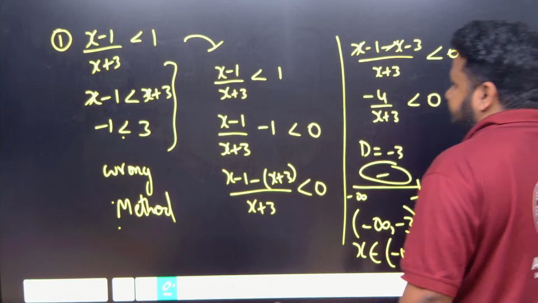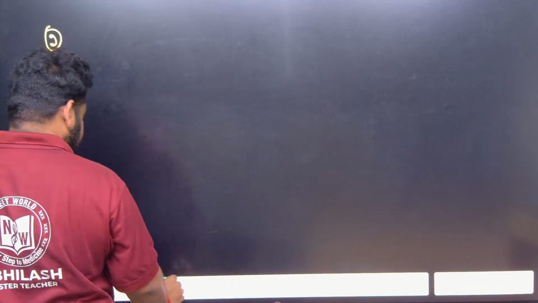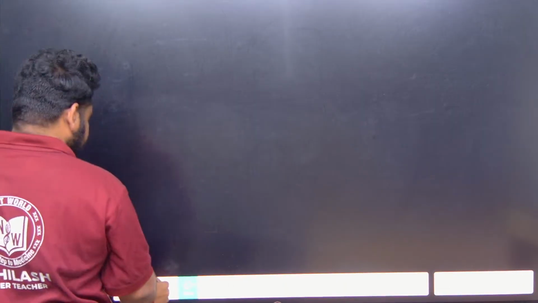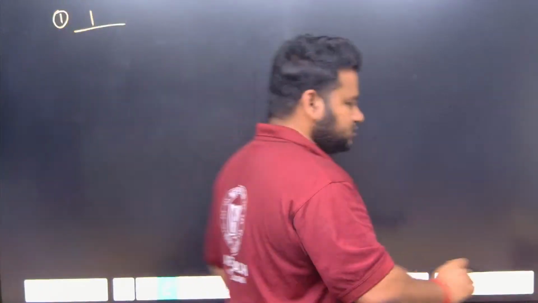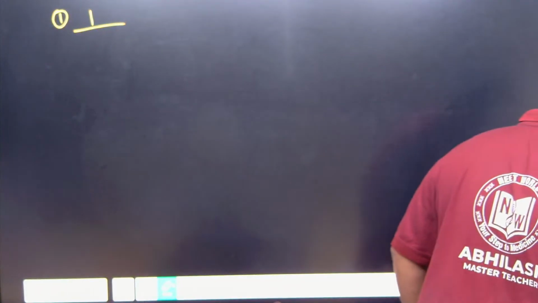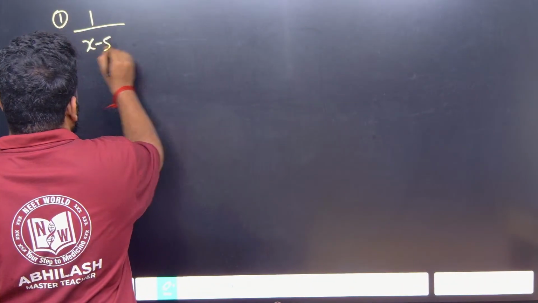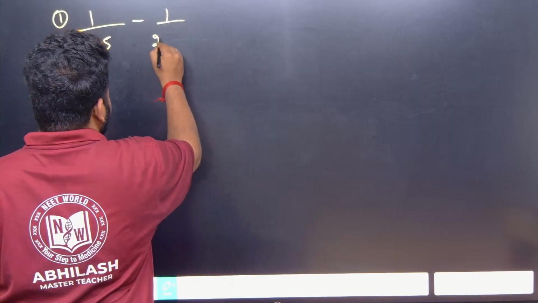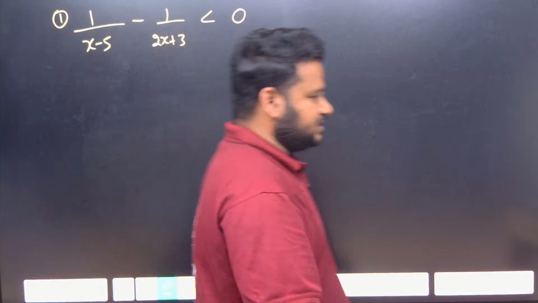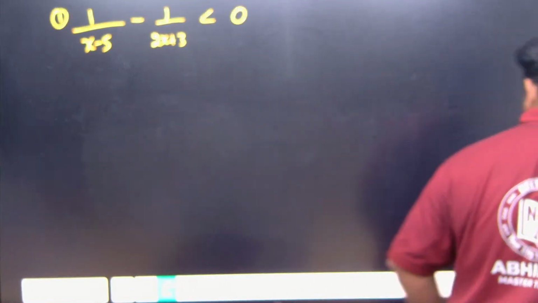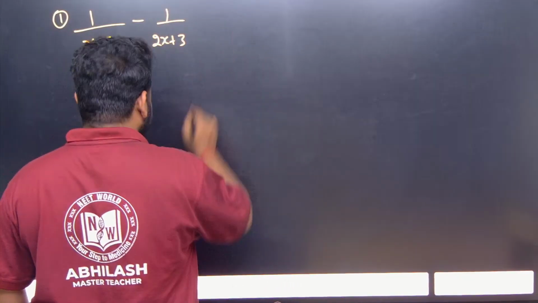The next question that we have is, please observe carefully. I hope the previous question is clear to you. What is the question that we have? 1/(x - 5) - 1/(2x + 3) is less than 0. I think it is less than 0. Yes. Okay, let us take it as greater than, since always we are taking less than.